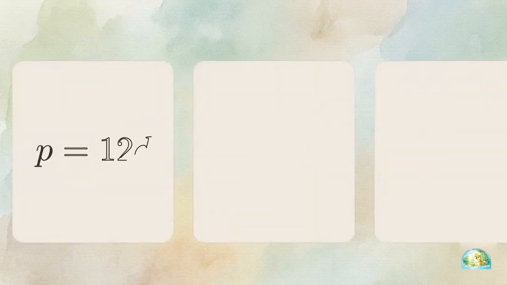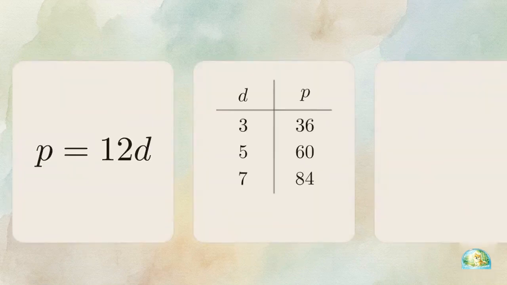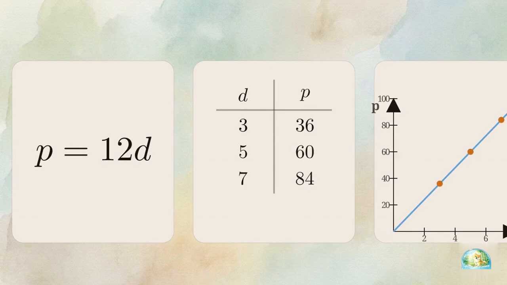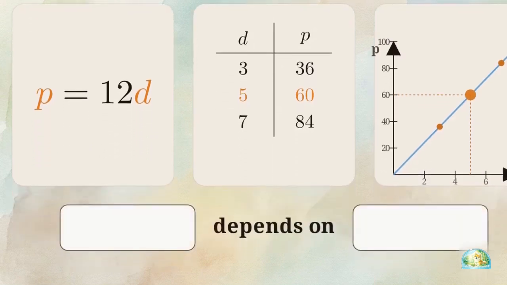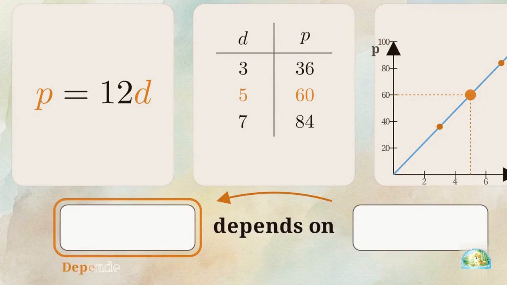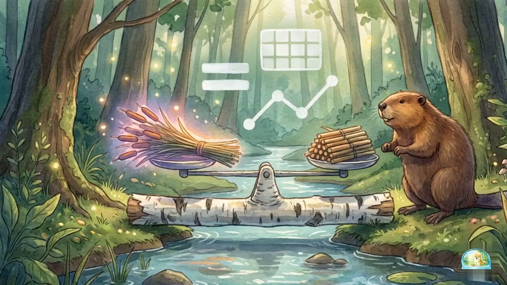We've seen how an equation generates data, a table organizes it, and a graph maps it. Though visually different, they describe the exact same relationship. Use this template: blank depends on blank, so the first blank is the dependent variable. Mastering this translation helps you move from basic expressions to more complex algebraic relationships.